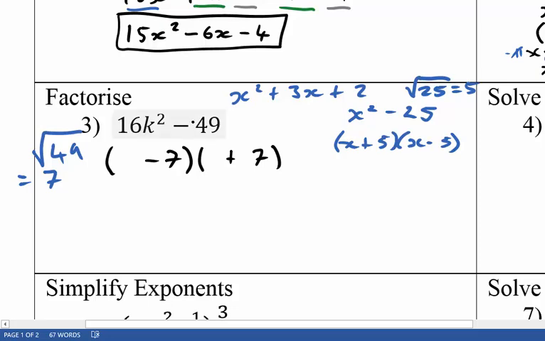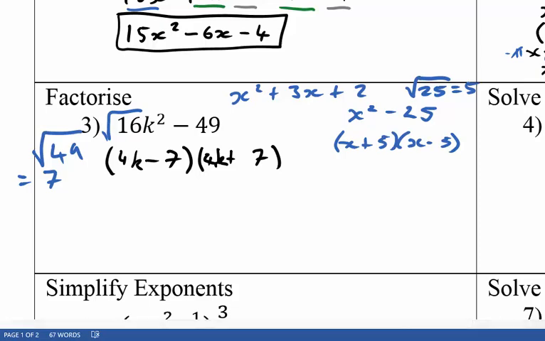The 16k squared is a little bit trickier. Put a k there, put a k there, okay? But if I go k times k, I don't get 16k squared. I only get k squared. I'm missing that 16. So actually what I need to do is figure out the square root of 16 as well, okay? And so the square root of 16 is 4. Put a 4 there and a 4 there. So 4k minus 7 and 4k plus 7.